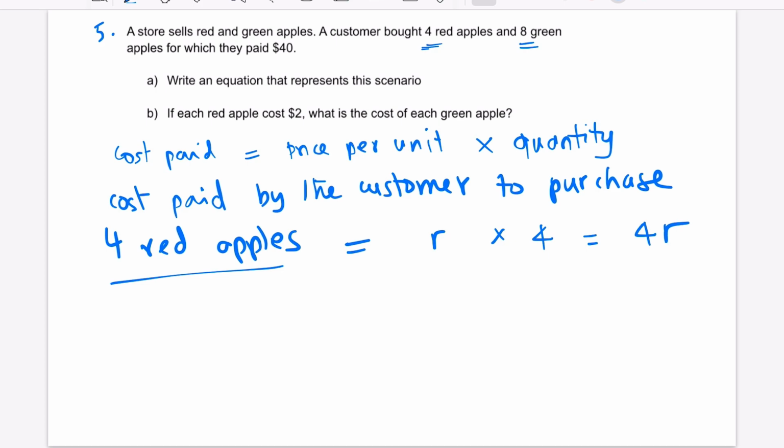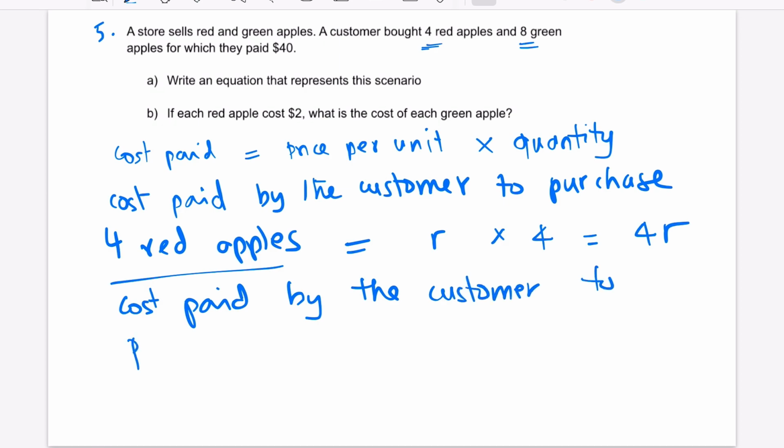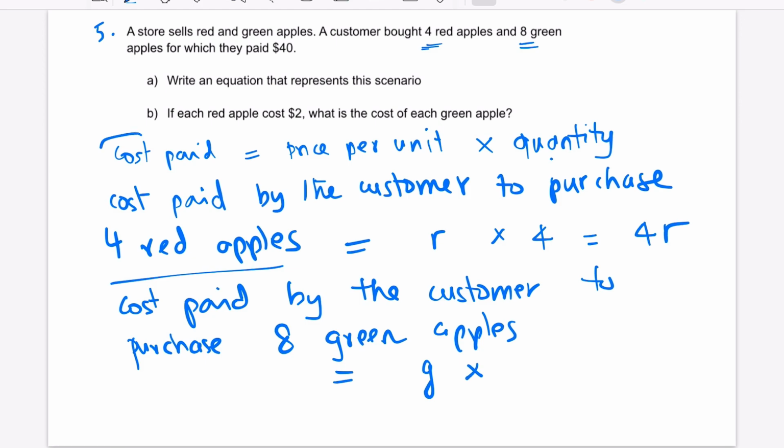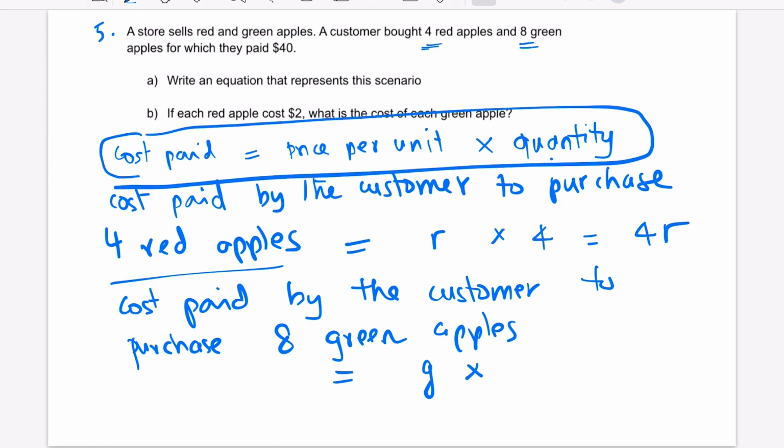So let's do the same thing for green apples. It's the cost paid by the customer to purchase 8 green apples. So the price per unit of green apples is not given, so I'm going to assume it's G, times the quantity. So this is a formula way. I'm merely plugging in the numbers, and the quantity of green apples he purchases is 8, so it becomes 8G. So he pays 4R to purchase 4 red apples, and he pays 8G to purchase 8 green apples.